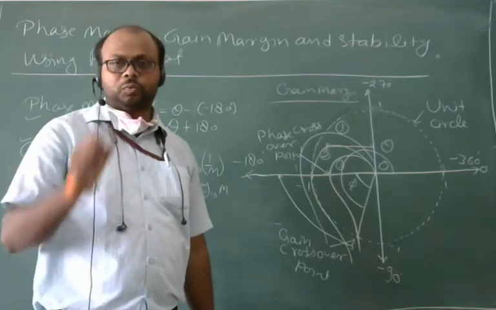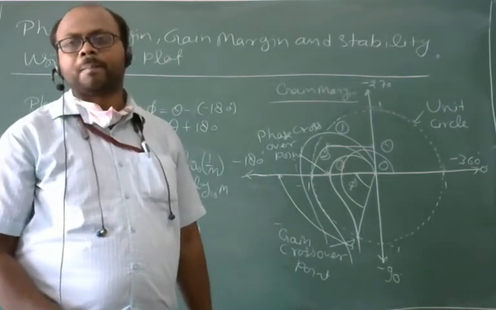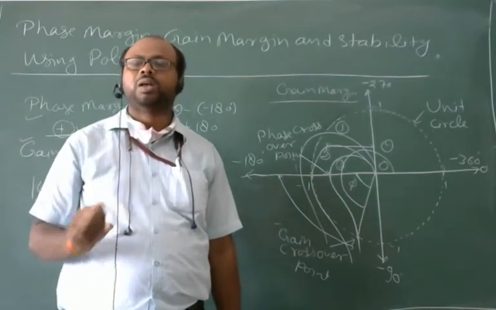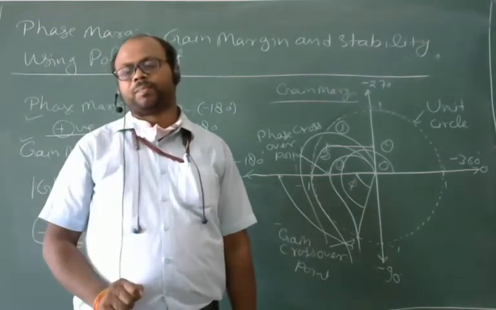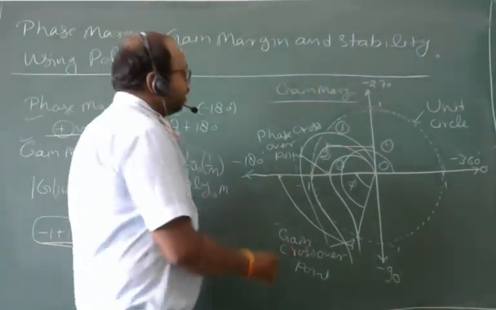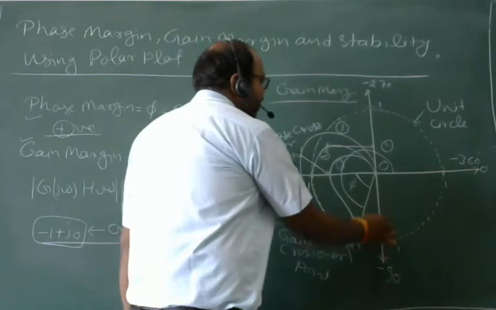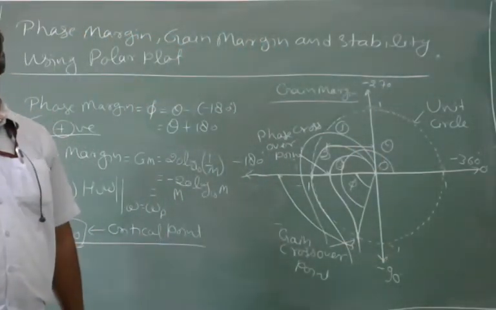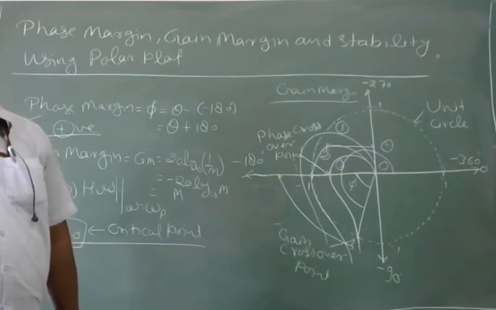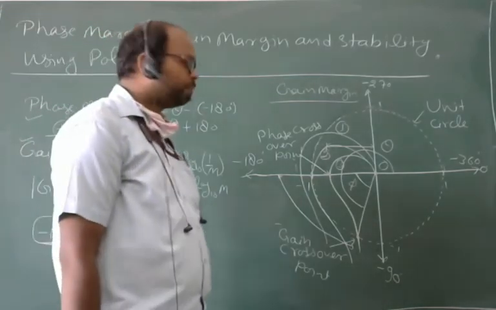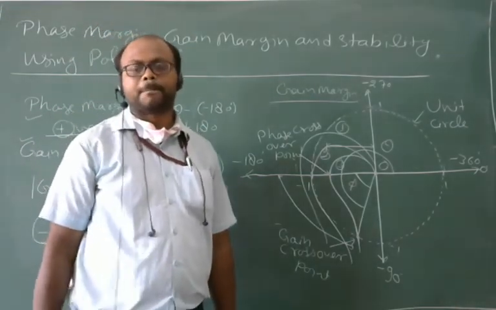Or in other words, we can say that the system will be stable only when the unit circle intersects the polar plot in the third quadrant. Only when the unit circle intersects the polar plot in the third quadrant, right?